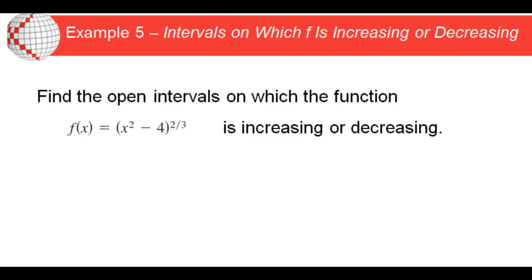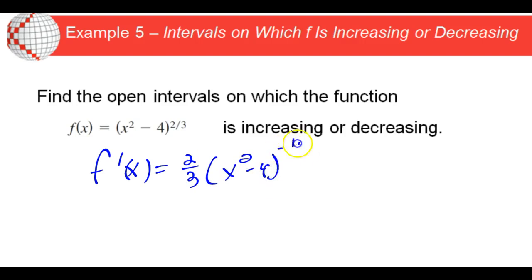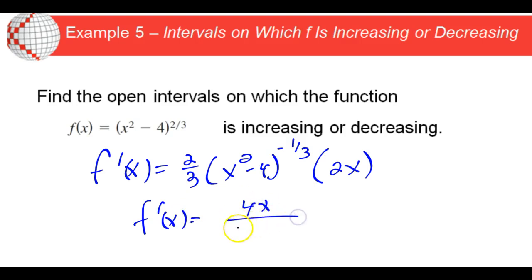Example number 5. Let's go find that derivative. Let's see, the derivative of the outside, write down the inside. Don't forget to decrease x by 1. And then the chain rule says times the derivative of the inside. So if I clean this up a little bit, it looks like I've got a 4x in the numerator and 3 times the quantity, this to the 1/3 in the denominator.